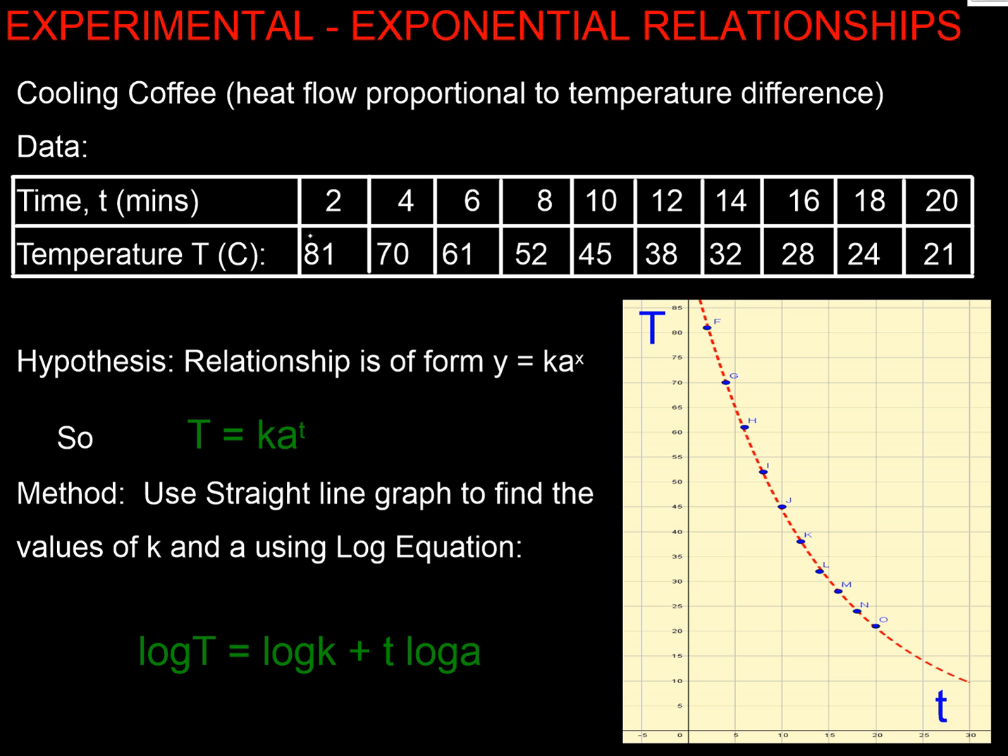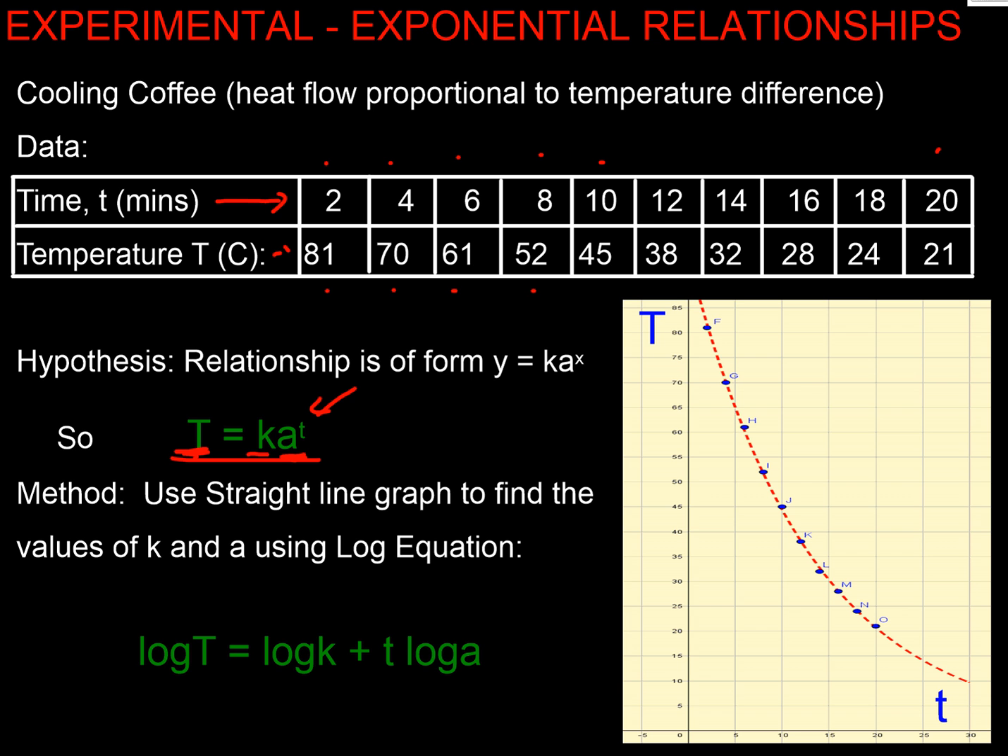So what have I done here in my experiment? I've captured information here, so I've got at different times 2, 4, 6, 8, 10, 12, up to 20 minutes after the coffee's made. I've measured the temperature, so 81 degrees C, 70, 61, 52. So temperature's dropping. I'm assuming that I've got an exponential relationship, so my temperature is some constant times another constant to the power t, where t is time.